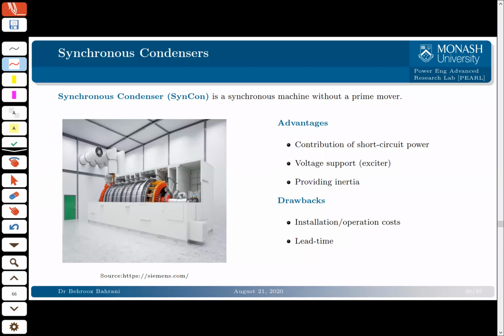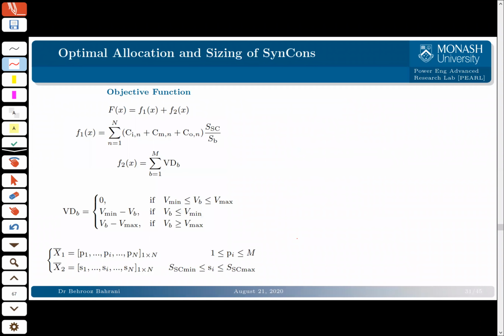Well, what are the drawbacks? Installation and operation costs. It's a pretty expensive solution, and lead time. It's not easy to get one. So if you need it today, if you're lucky, you might get one in a year from now. So it's not easy to get one of them installed in your project if you're desperately looking for system strength at a particular point in your network.